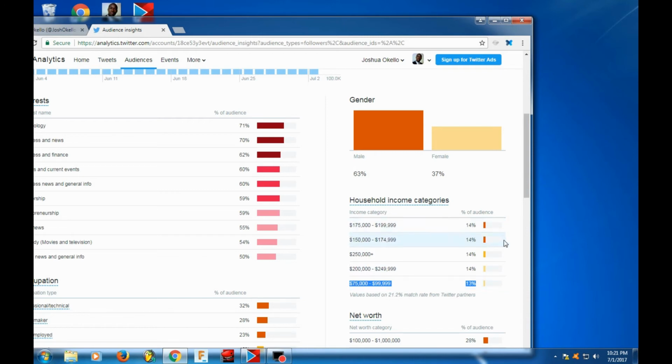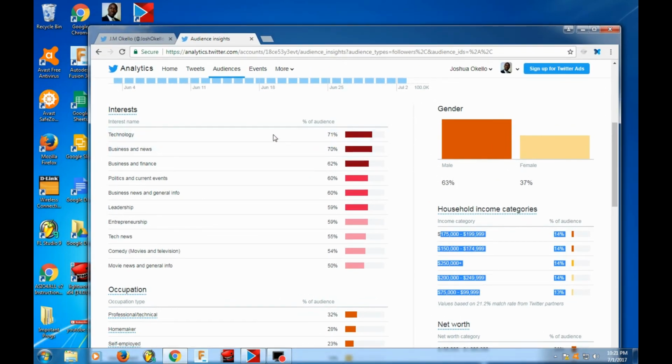And then I do have about $175,000 to 199,000. I have 14% of my followers who earn that. Therefore, I know for sure that out of all those, if I push my product with the right tags, with the right information, somebody is going to buy my book at least in a day, and that is what I do. So these numbers are very important if you want to make a sale using Twitter as your platform of choice.